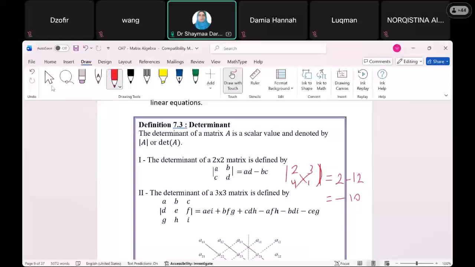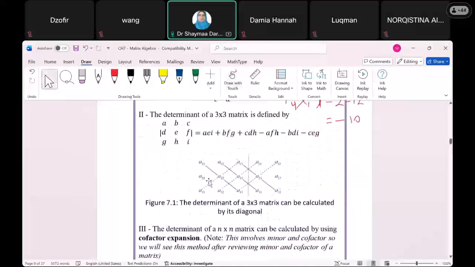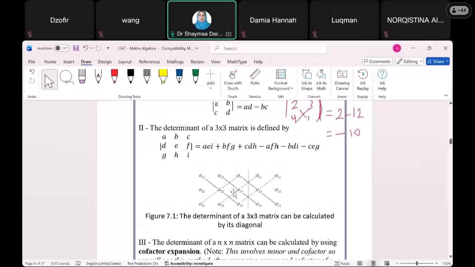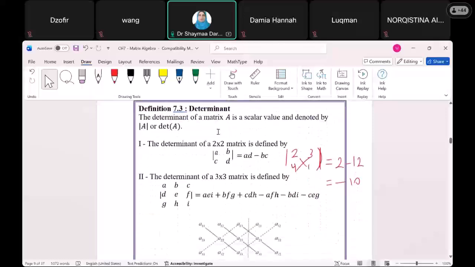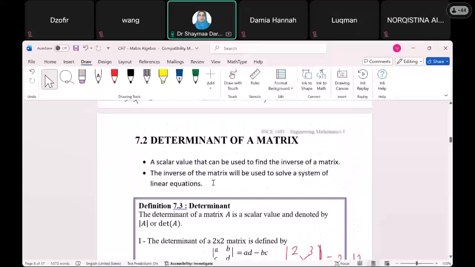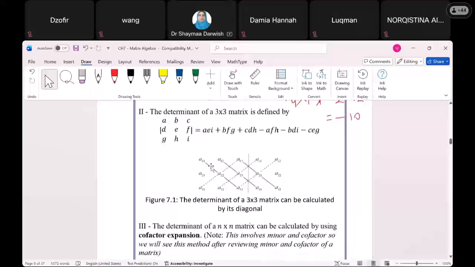Okay, if you have a 3 times 3 matrix, you have 2 methods to find the determinant. This is the first method, but it is only for a 3 times 3 matrix. If you have 4 times 4 or 5 times 5, you cannot apply it. You can apply it only if you have a 3 times 3 matrix. What we need to do here: if I have a 3 times 3 matrix, A11, A12, A13, A21, A22 until A33.